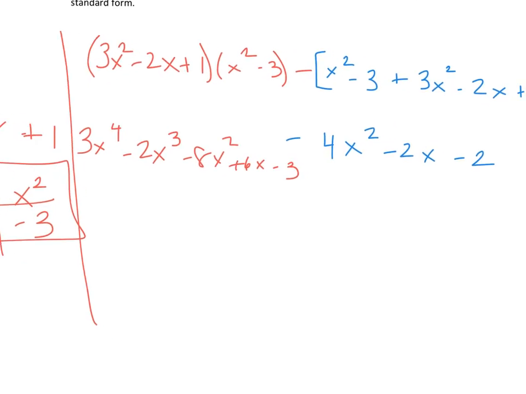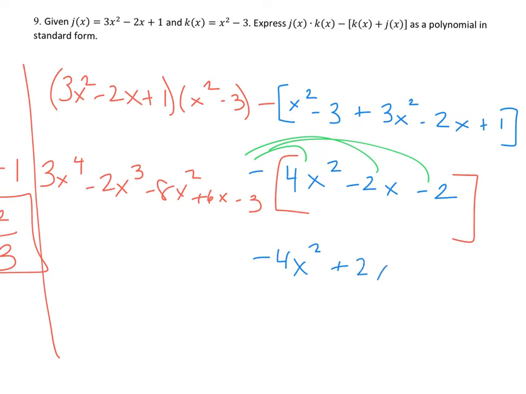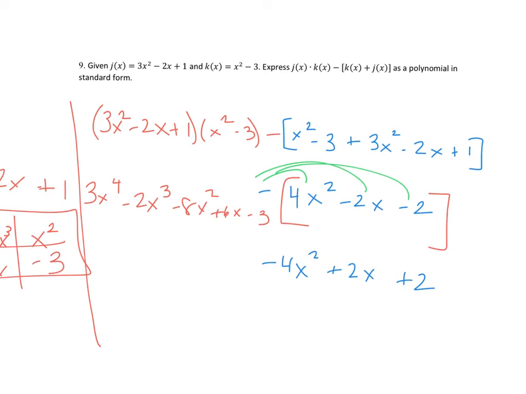Now the one thing I didn't remember to do over here is I forgot to put the bracket around this, which is very important because I do have to distribute this negative into here in order to properly combine like terms. So this will be minus 4x squared plus 2x plus 2. And what I'm going to do is combine those with what I have here from my multiplication.